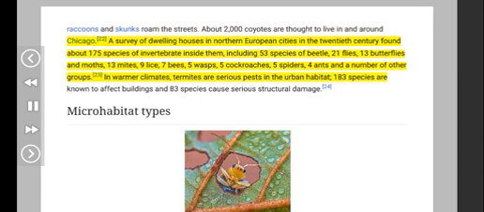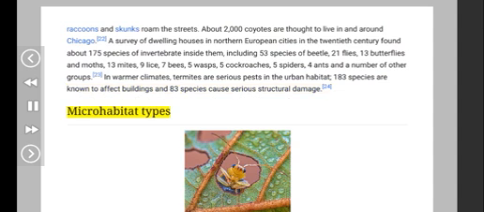22. A survey of dwelling houses in northern European cities in the 20th century found about 175 species of invertebrate inside them, including 53 species of beetle, 21 flies, 13 butterflies and moths, 13 mites, 9 lice, 7 bees, 5 wasps, 5 cockroaches, 5 spiders, 4 ants and a number of other groups. 23. In warmer climates, termites are serious pests in the urban habitat. 183 species are known to affect buildings and 83 species cause serious structural damage.